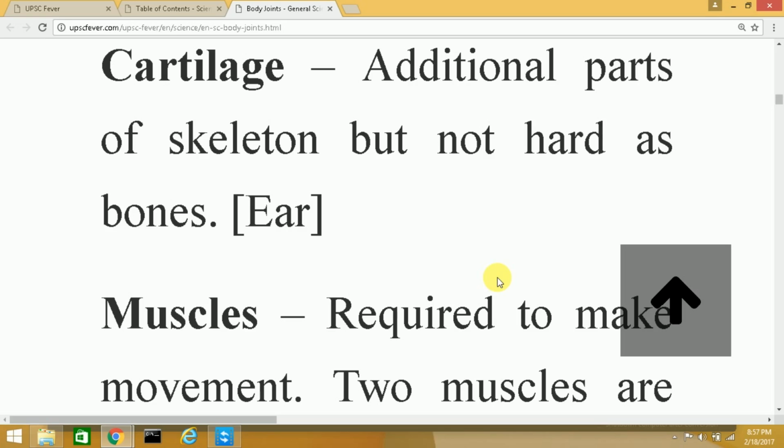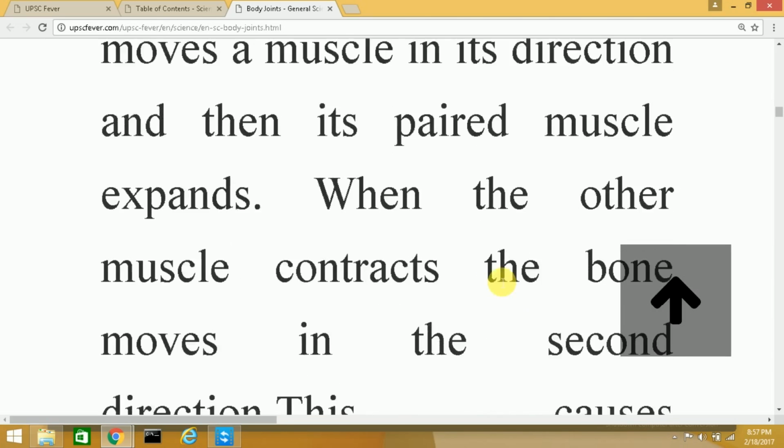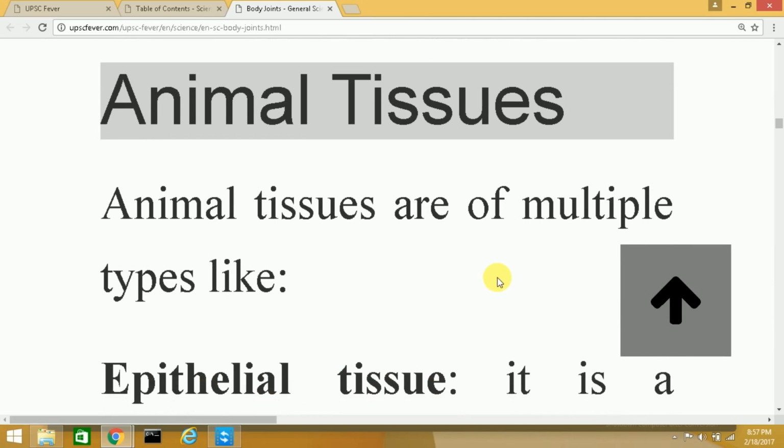Fine, so that was it about muscles. The next part is on tissues, especially the tissues that are present in animals or humans. There are three main types of tissues. One is the epithelial tissue, the next is the connective tissue, and the last one is the muscular tissue. There is also a nervous tissue present in the body.